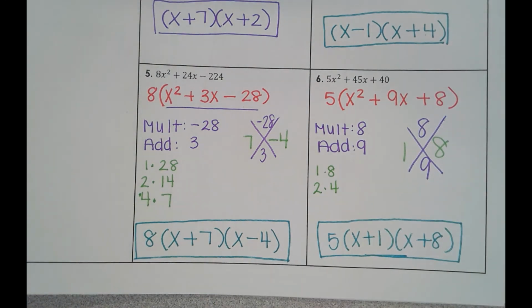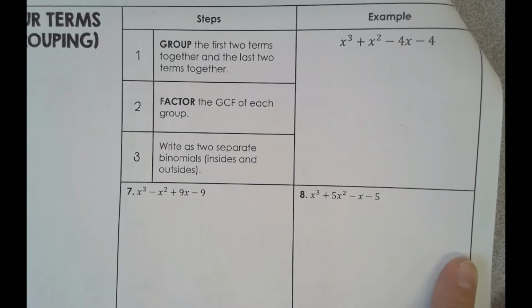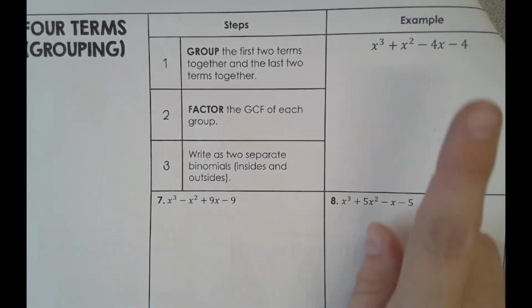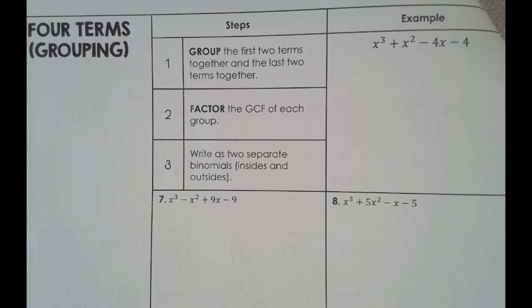Any questions? So that's factoring trinomials. Let's look at factoring by grouping. This is when you have 4 terms. 1, 2, 3, 4. So there's some steps that we have to follow.